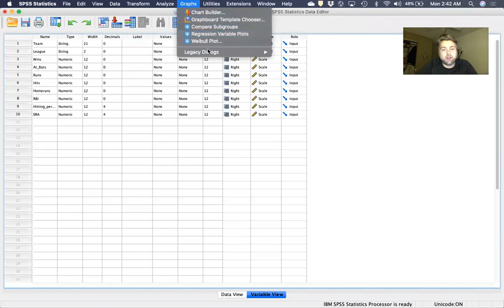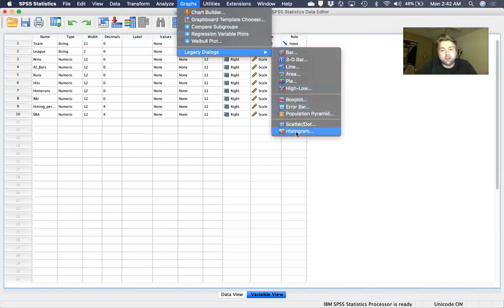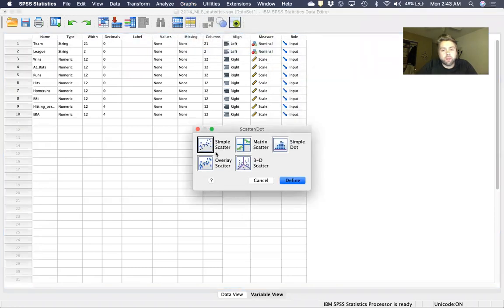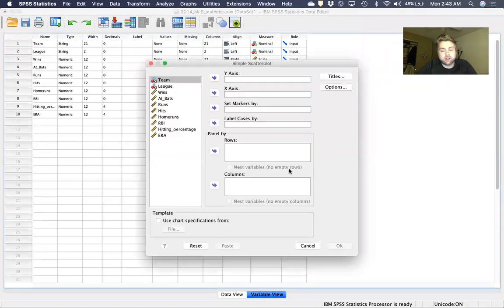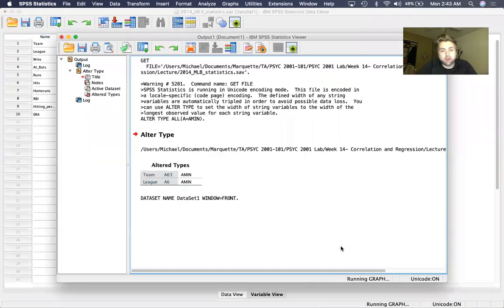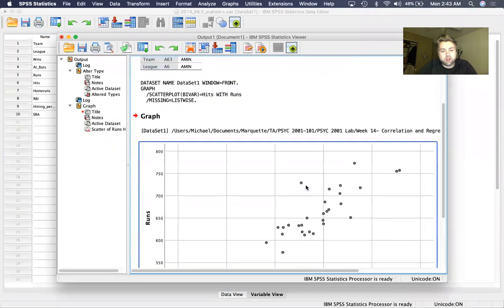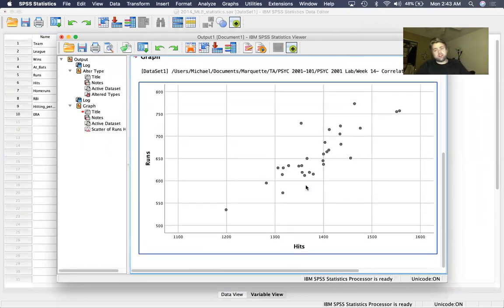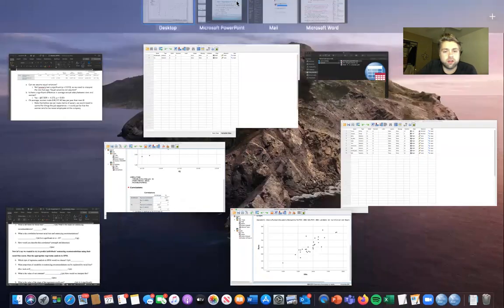So again, we'll go to graphs, legacy, scatter dot, simple scatter. On my y-axis, they want to see runs. And x-axis, we'll do hits. Okay. Wow, definitely looks like there's a relationship. So it looks like we may be able to have a regression here. We'll take a look.